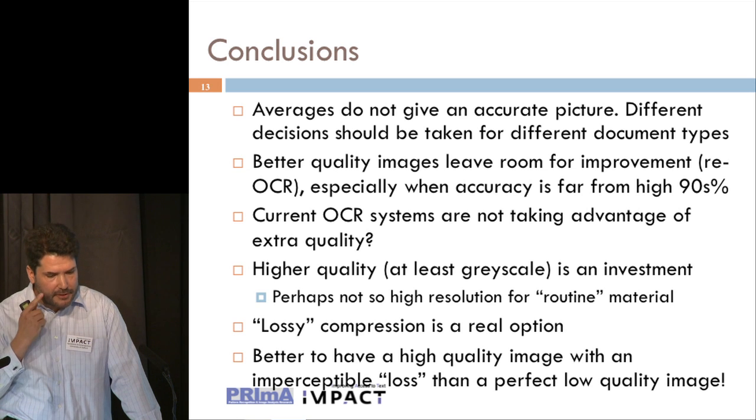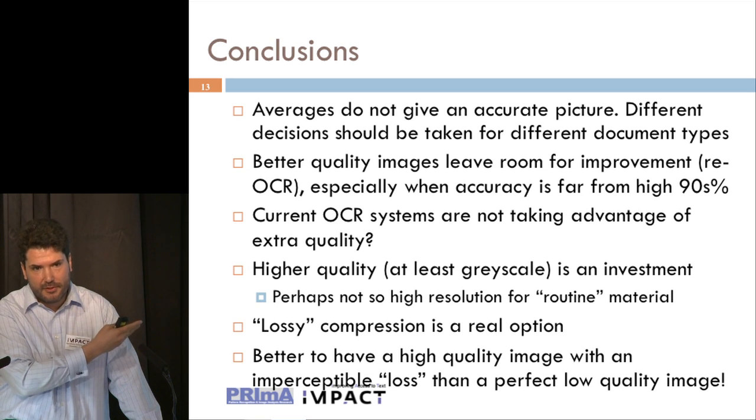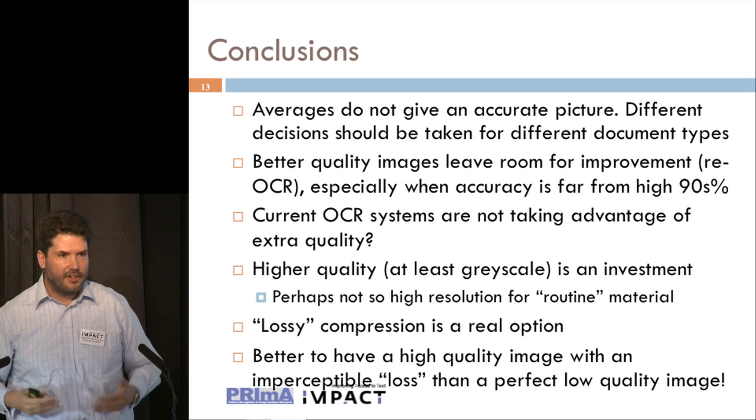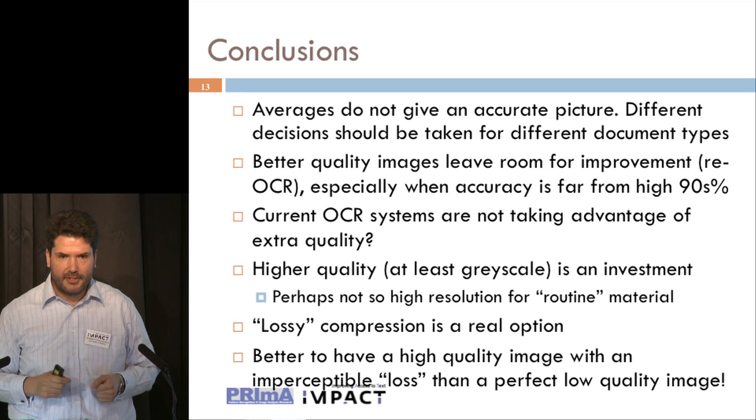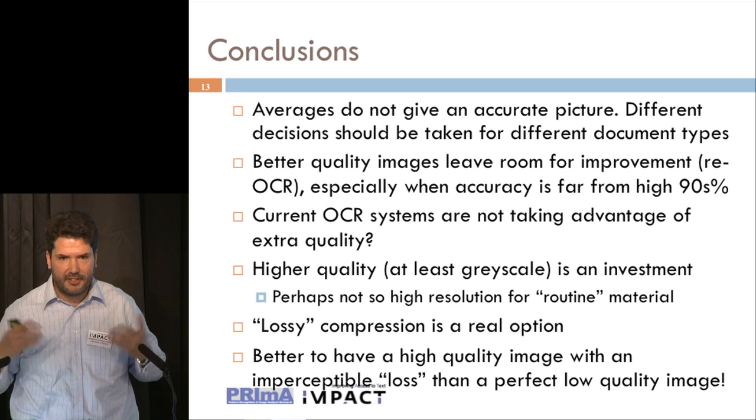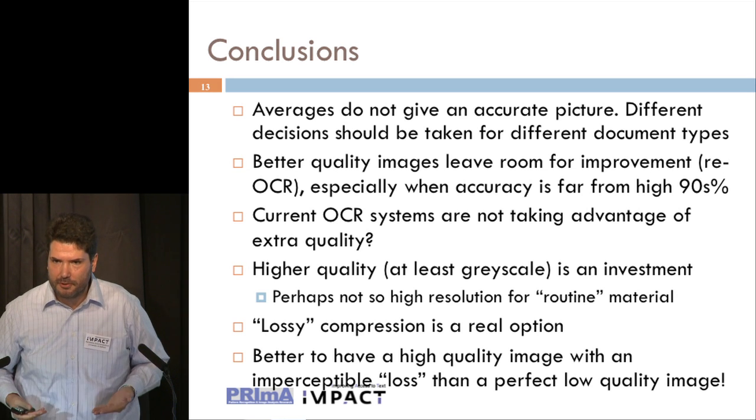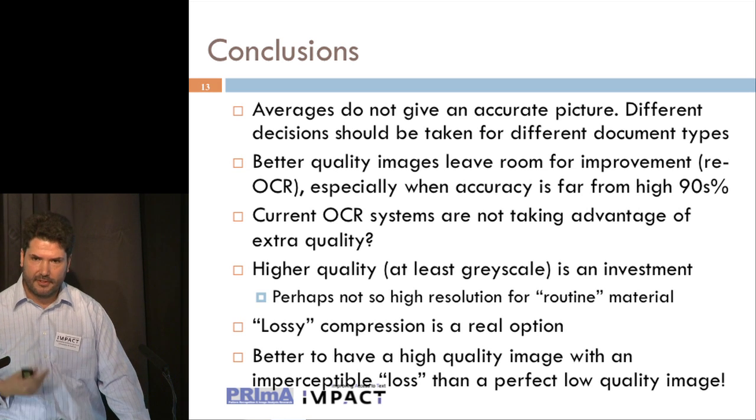Secondly, better quality images always leave room for future improvement, right? Especially when we see results, even in the best cases where bitonal and grayscale in the New Zealand images are about 85-86% accuracy. There's still a lot of room for improvement for OCR from 85%, in theory and in practice as well. In 5 or 10 years, if you have a good quality image, you can just re-OCR without rescanning. So a good quality image is an investment.